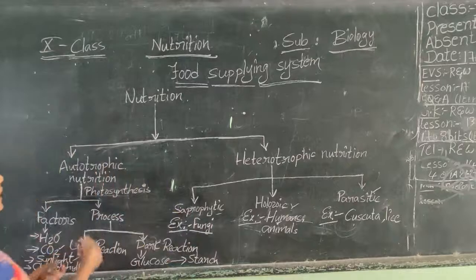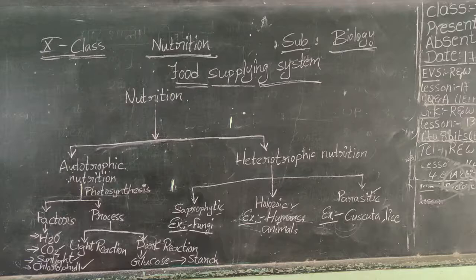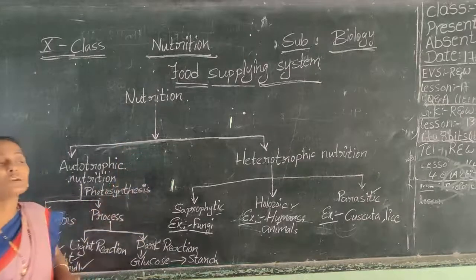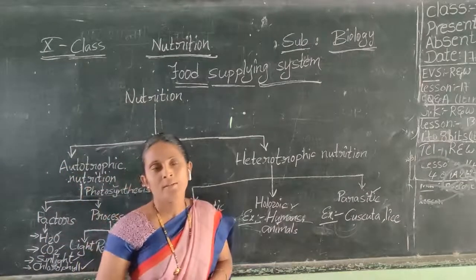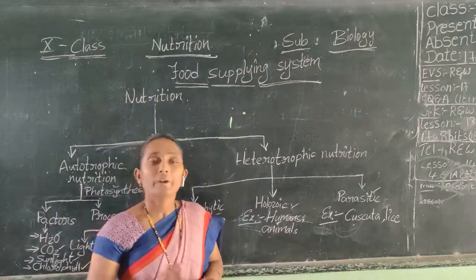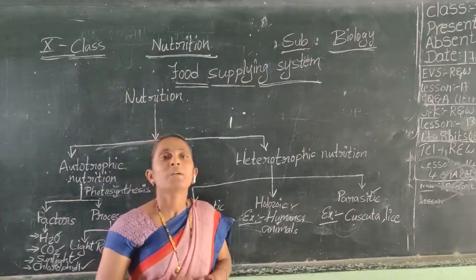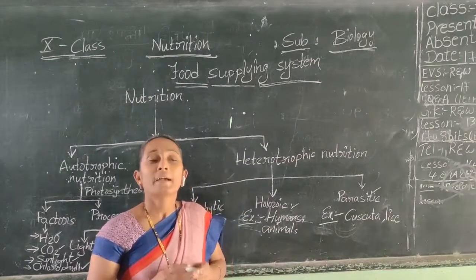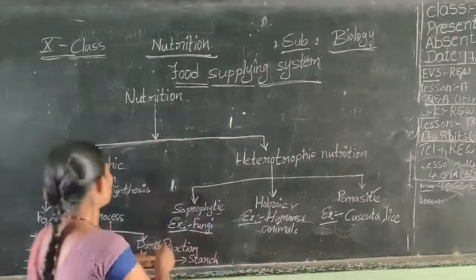So now I would like to explain the first type, that is autotrophic nutrition. In autotrophic nutrition, plants play a major role. So we have to call them, plants are the universal food providers. How can we say that? Directly or indirectly, most human beings and animals all depend upon plants only.